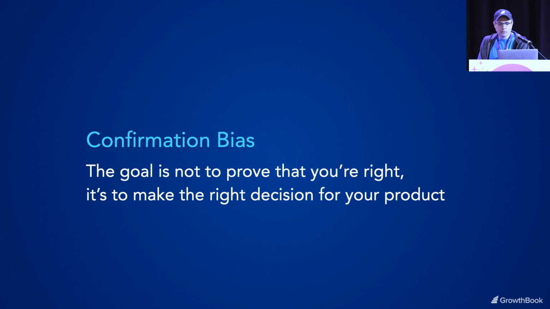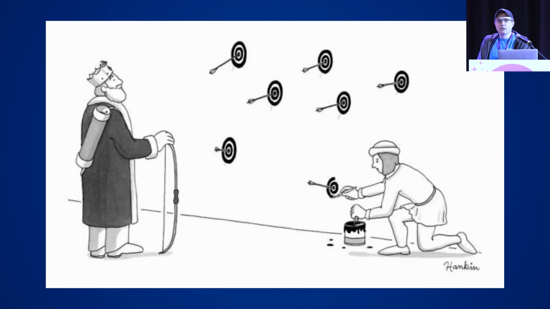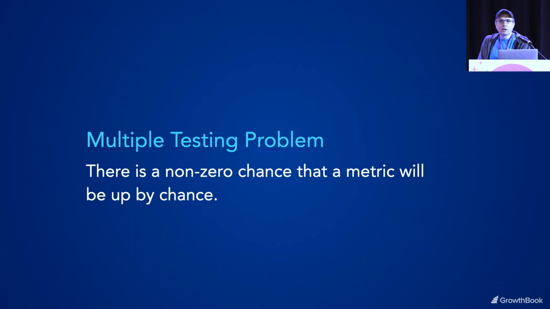Confirmation bias. The goal of A/B testing is not to prove that you're right or some genius. The goal is to make the right decision for your product. So you're not just looking for the metrics that prove exactly what you want to see. Similarly, there's the multiple testing problem. The more metrics you add to an experiment, for every metric there's a non-zero chance it might just be randomly better. If you keep adding metrics until you find one that goes up and then declare it a winner, that's metric shopping, and you shouldn't do that.